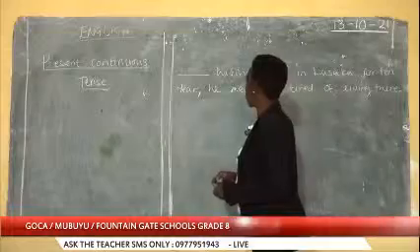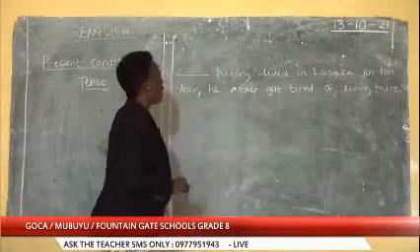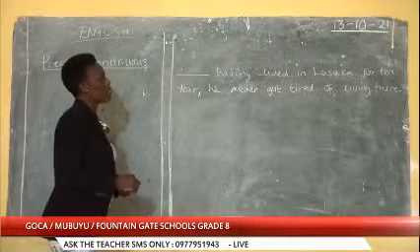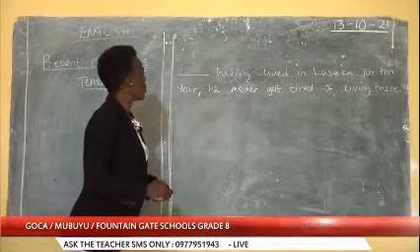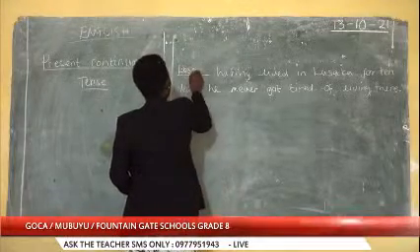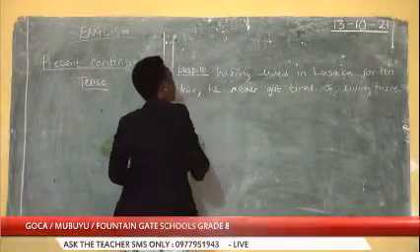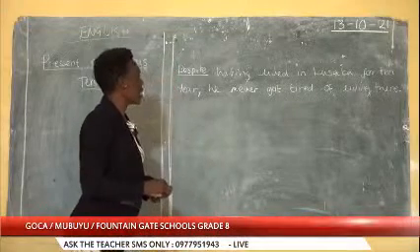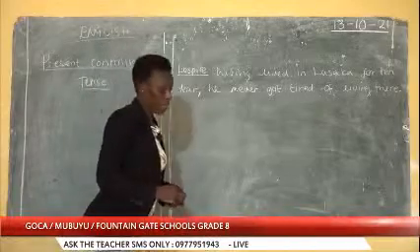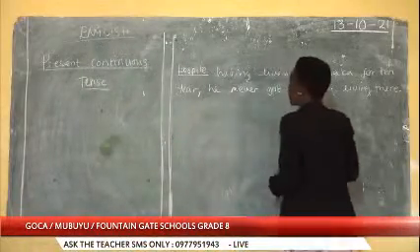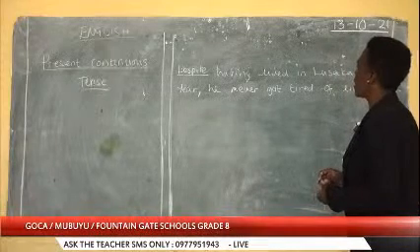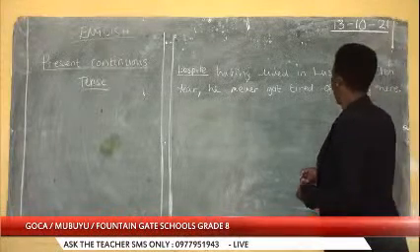Okay, so the first question reads, dash, having lived in Osaka for 10 years, he never got tired of living there. So the correct answer here is "despite." Despite having lived in Osaka for 10 years, he never got tired of living there. Okay, so that is the first answer for you.